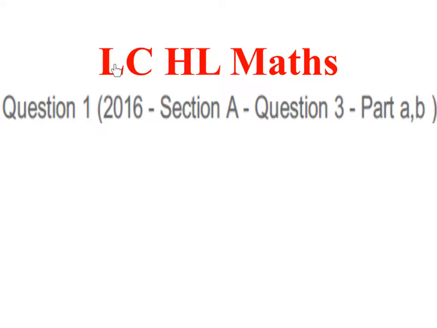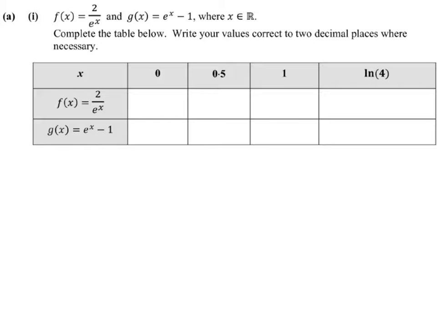Leaving Cert Higher Level Maths, Question 1, 2016, Section A, Question 3, Part A and B. If f of x is equal to 2 over e to the power of x, and g of x is equal to e to the power of x minus 1, where x is an element of the real number set. Complete the table below, write your values correct to 2 decimal places where necessary.